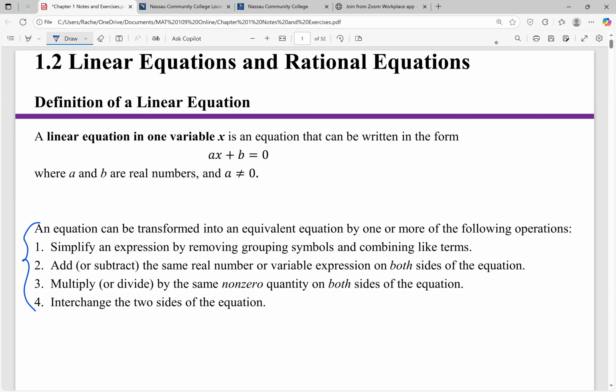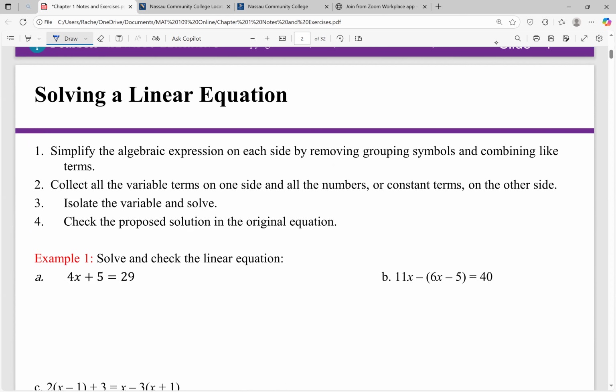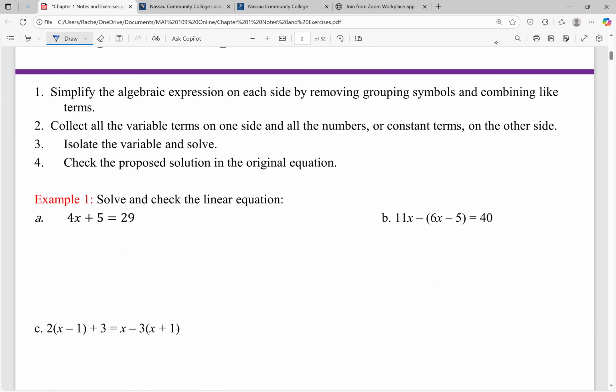You wouldn't want to, let's say, multiply one side of the equation by a factor, but not multiply the other side, because then it's going to be unbalanced. It's not going to be an equivalent expression. So let's look at an example. Let's go to the first example, example 1. So this you're familiar with. You've definitely seen, solve and check a linear equation.